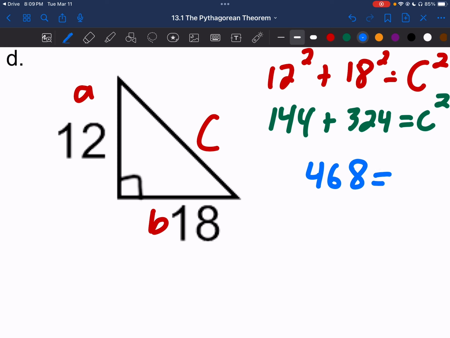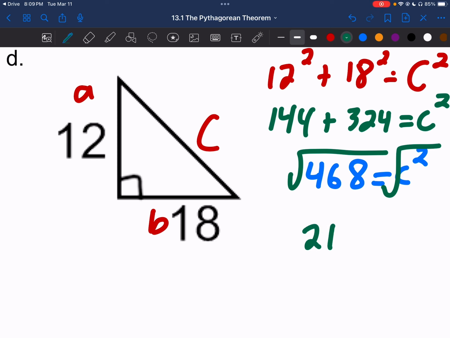And so now we're going to take the square root of 468. And when you take the square root of 468, you are going to get 21.63 is approximately equal to c. Now, when you're typing your answer in, you could just type in the equal sign, that's fine. Or you could just type in the value. That's also fine. Okay. All right, so let's take a look at our next page.